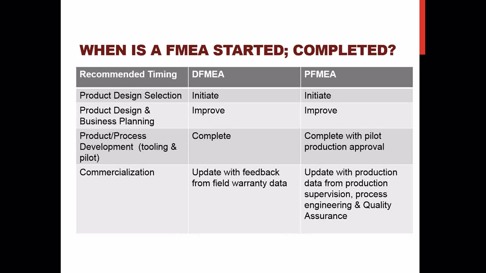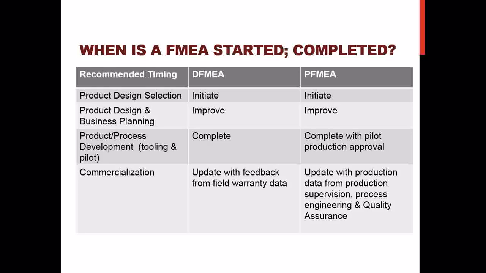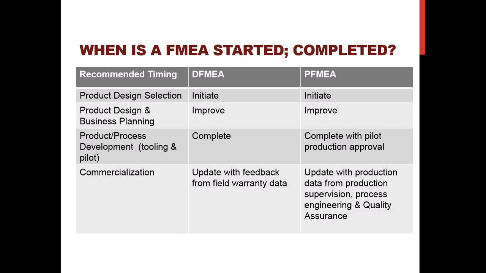On the manufacturing side with the process FMEA, it starts at essentially the same time. Once engineering has selected the design and we're starting to take a look at how it's going to be designed and manufactured, then manufacturing is going to start working on their process FMEA. And as we get into the tooling phase and with a pilot run, then we'll complete pilot production approval and fill out the FMEA and get our classification.